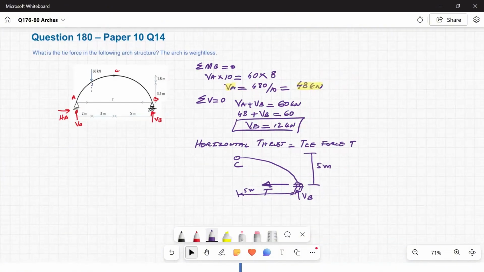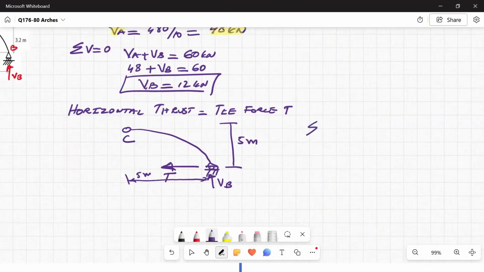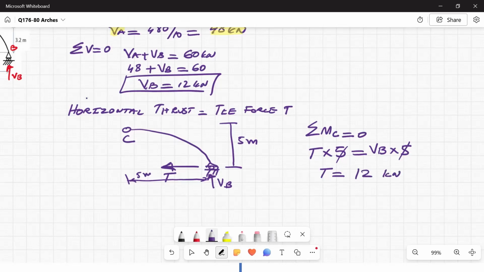So let me say that moment at C is equal to 0. So summation of moment at C is equal to 0. So T times 5 will give me a clockwise moment. This is equal to VB times 5, which is giving me anti-clockwise moment, and 5 will get cancelled. So T is equal to VB, and VB, as you know, is 12 kilonewton. So tie force is 12 kilonewton, but we can verify it from left side as well, just to be doubly sure that this is right.